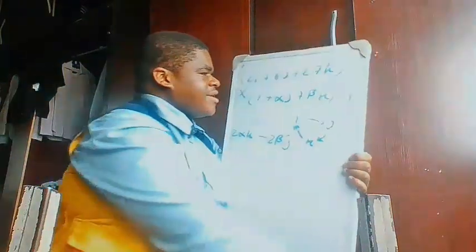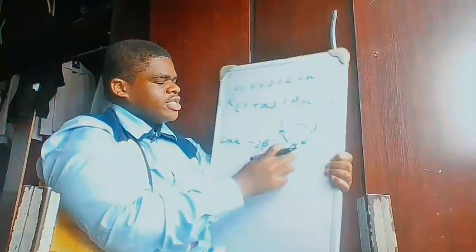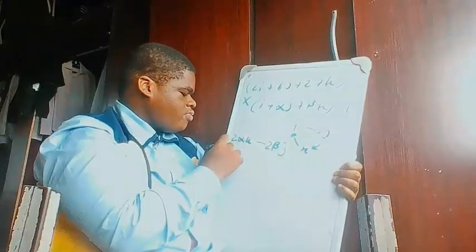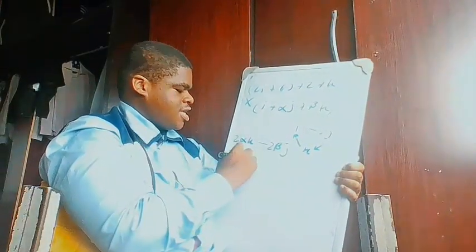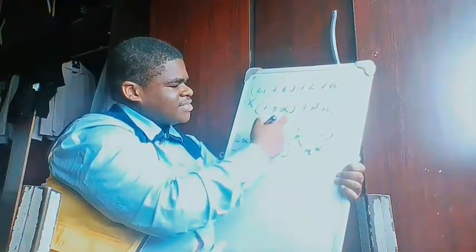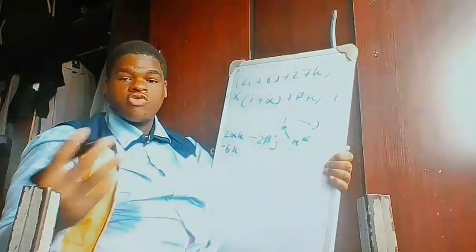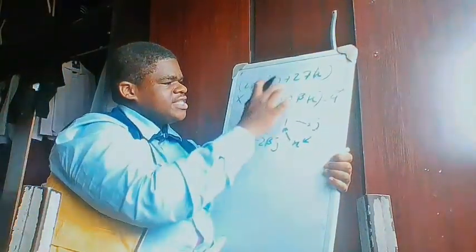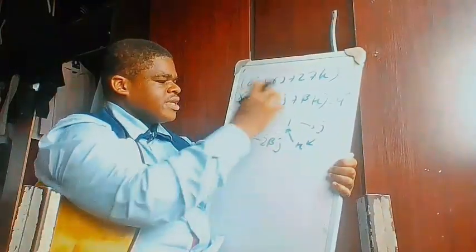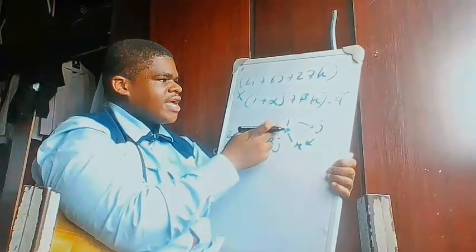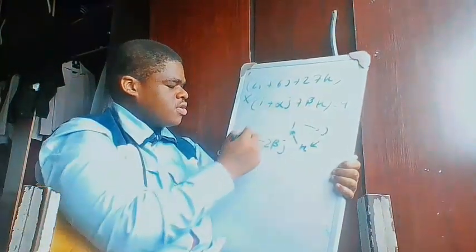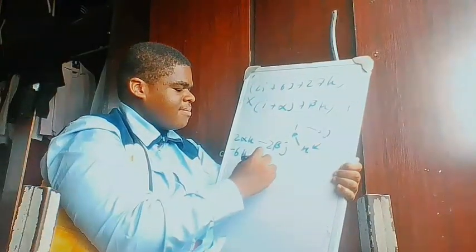6j times i, j times i is minus k, so 6j times i will be minus 6k. 6j times alpha j will be 0 because j times j is 0. j cross j is 0. 6j cross beta k, j cross k is i. So 6j cross beta k will be plus 6 beta i.